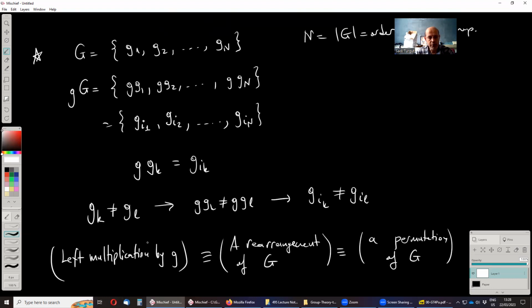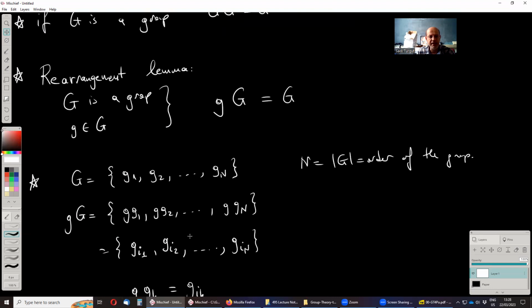Okay, so the same thing is true also for the right multiplication, right? If I multiply all elements within the group from the right by that element, I still get the same elements of the group, but in a different order.